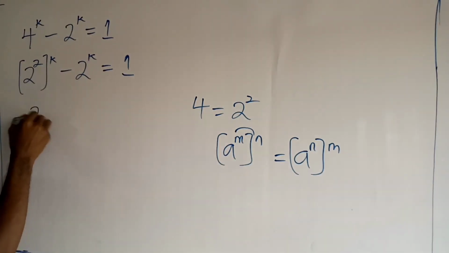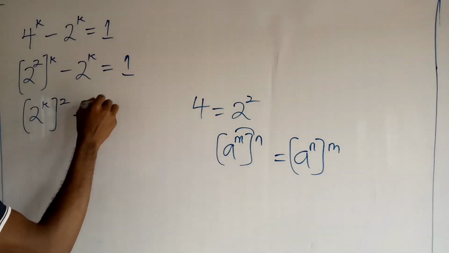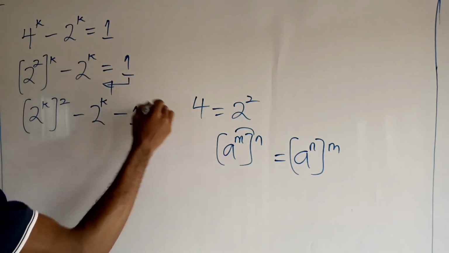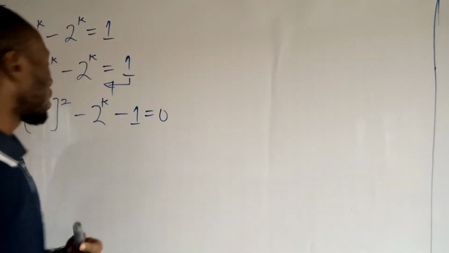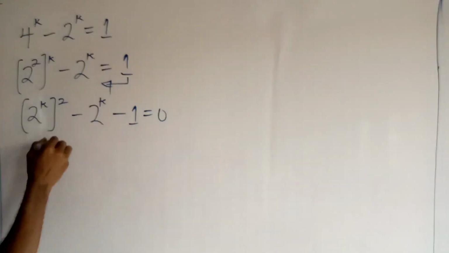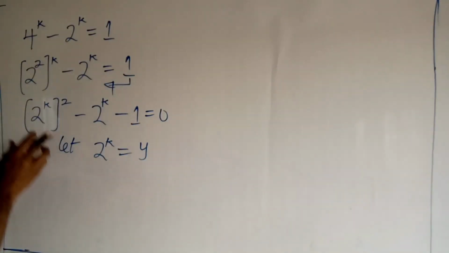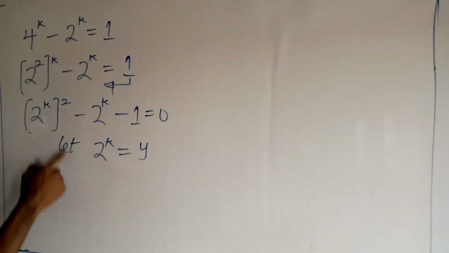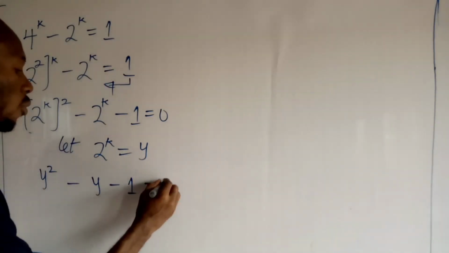So I'm going to have 2 to the power k, all squared, minus 2 to the power k. Then take this 1 into the equation, you have minus 1 is equal to 0. Let me take off these from here. The next thing you want to do is bring in a new variable. I will say let 2 to the power k be equal to y. So wherever I see 2 to the power k, I will replace it with y. So this becomes y squared minus y minus 1 is equal to 0.